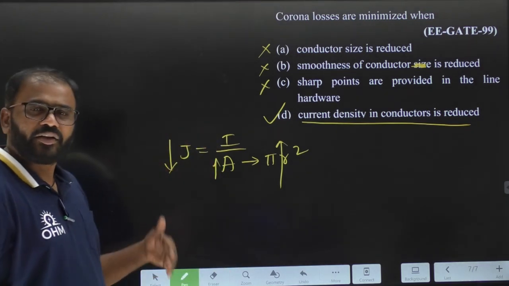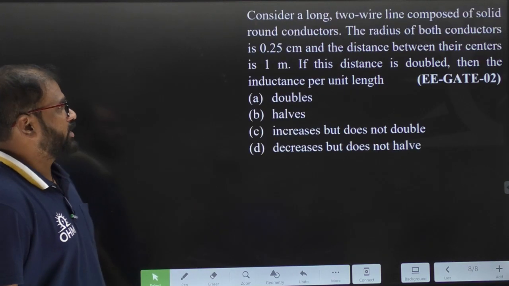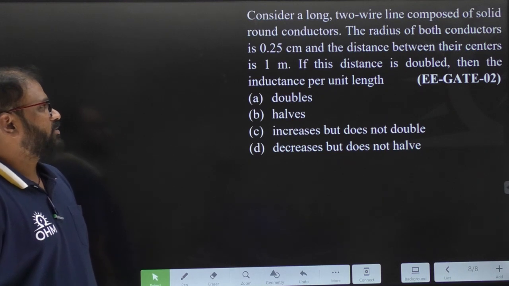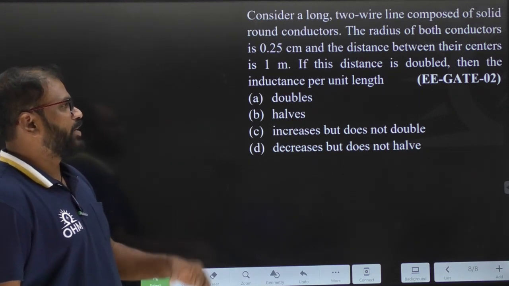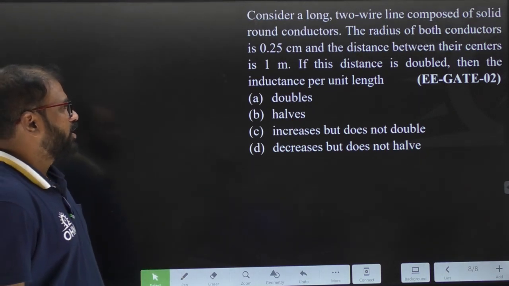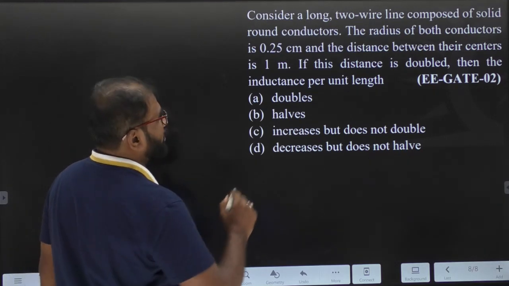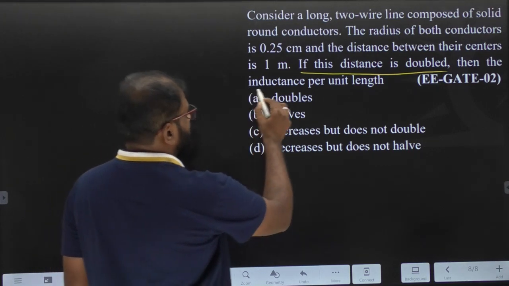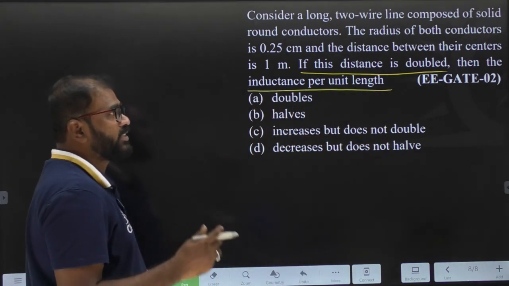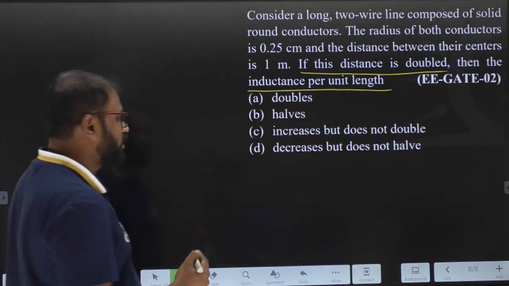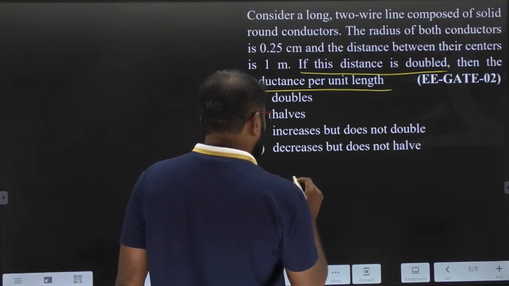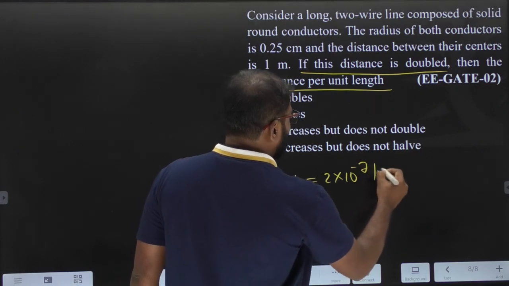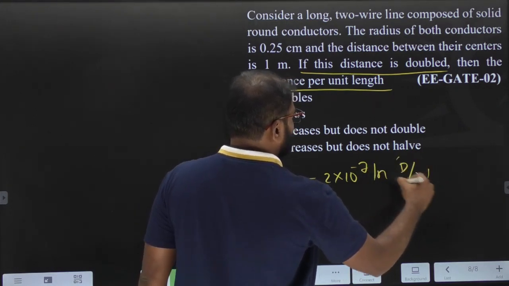Now we'll move on to the next question. In this question, he has clearly mentioned there is a two-wire conductor. The radius of the conductor is given and the spacing between the conductors is given. But what is being asked? If the distance between the conductors is doubled, then the inductance per unit length is what? Distance between the conductors means GMD is doubled indirectly. So what is the formula for inductance for a two conductor system? 2 into 10 power minus 7 ln d by r dash.